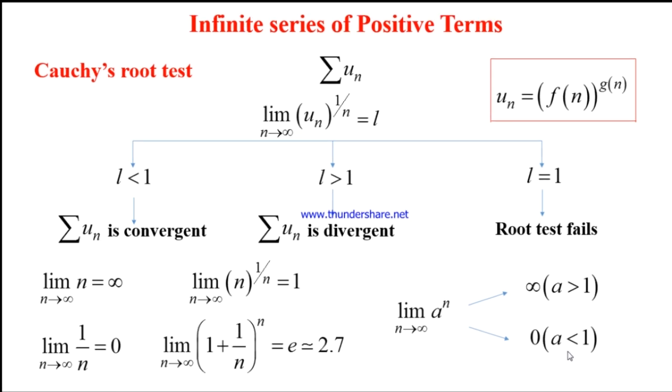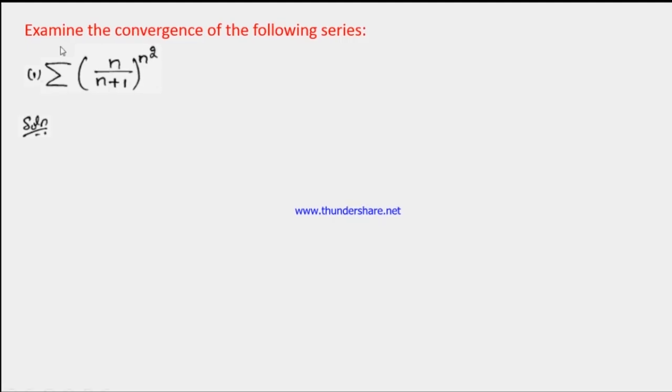Now let me discuss the problems. Examine the convergence of the following series. Here summation un is given. Let me write un, that is n upon n plus 1 whole power n square. And you can note our un is in the form f of n power g of n. So let me find limit n tends to infinity un power 1 by n.